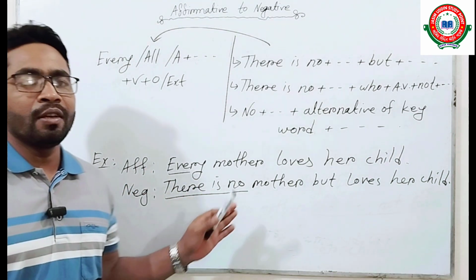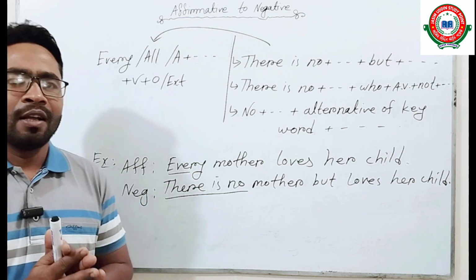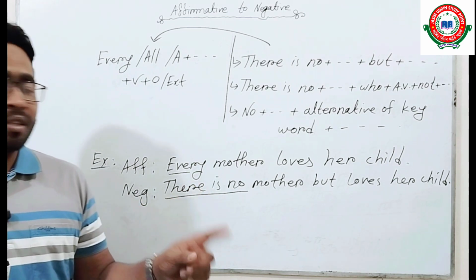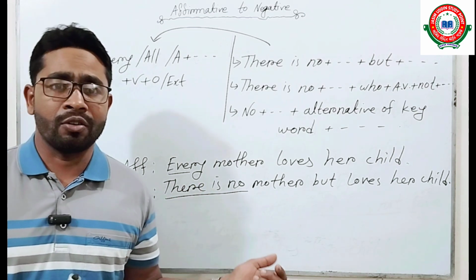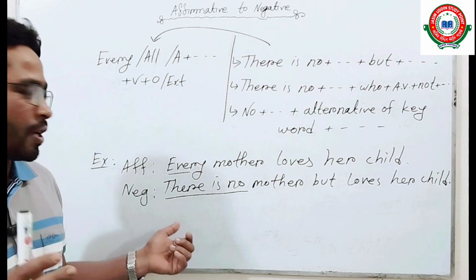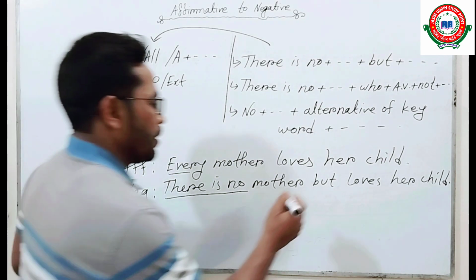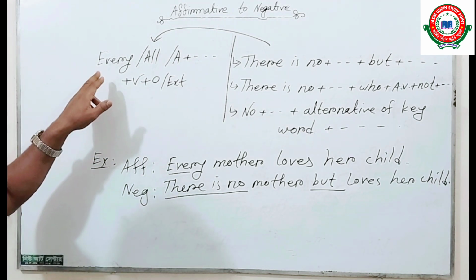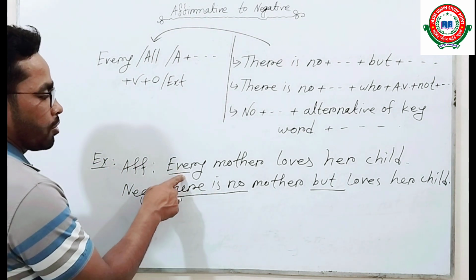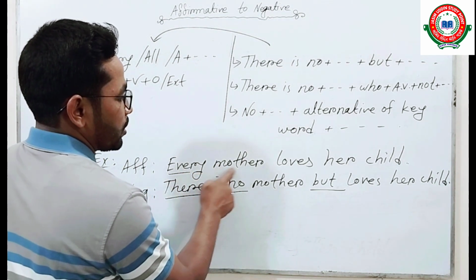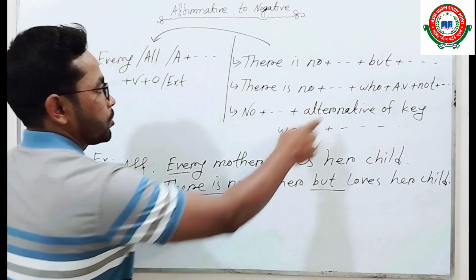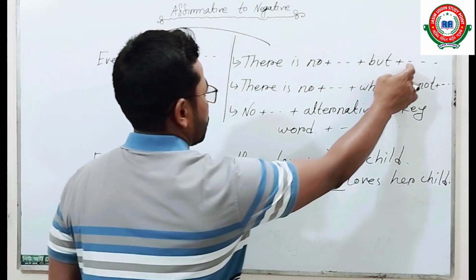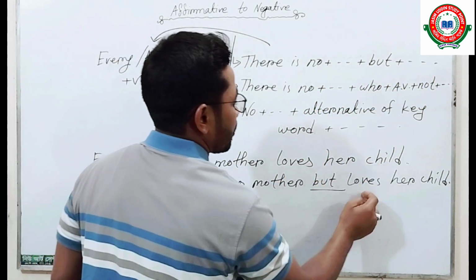Try to understand the meanings of the two sentences. The meanings will be the same, because transformation means you change the form of the sentence, but you cannot change the meaning of the sentence. Dear viewers, this is the negative sentence. You have to use "there is no" instead of "every". After that, you use another word, that means "mother". After that, you use "but". After that, you use the other words, "loves her child."